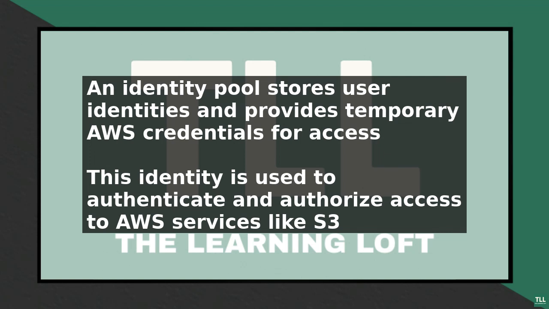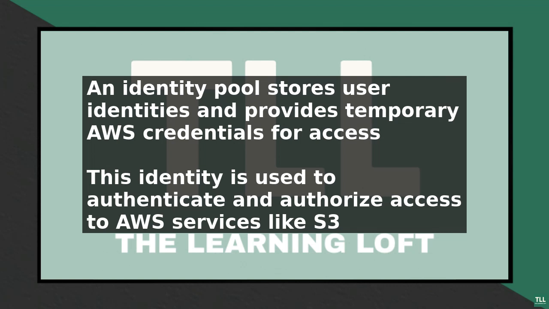AWS Management Console. You can do this by navigating to the AWS Amplify dashboard, clicking on the Auth tab, and selecting Identity Pools. From there, you can create a new identity pool and configure the settings as needed.